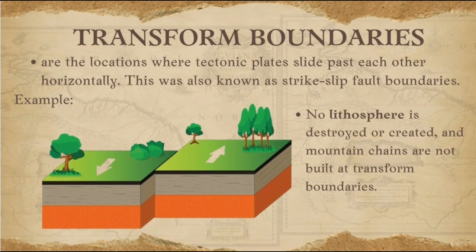And for the third and last boundary, which is transform boundaries. Transform boundaries are the locations where tectonic plates slide past each other horizontally. This is also known as strike-slip fault boundaries. This movement doesn't create or destroy crust, but it can cause significant earthquakes and other geological phenomena. Transform boundaries are typically found in oceanic crust, connecting segments of divergent boundaries, but they can also occur within continents. Transform boundaries are a consequence of the complex and dynamic interactions between tectonic plates.